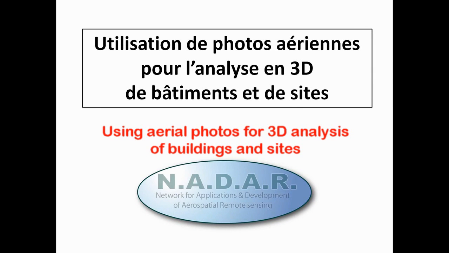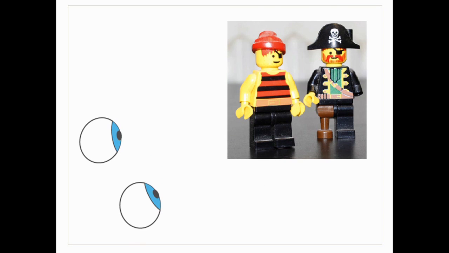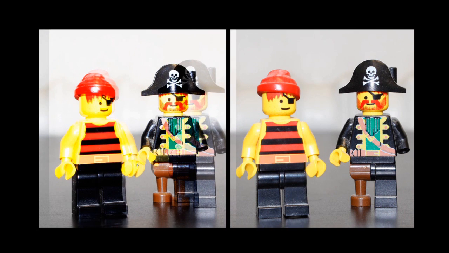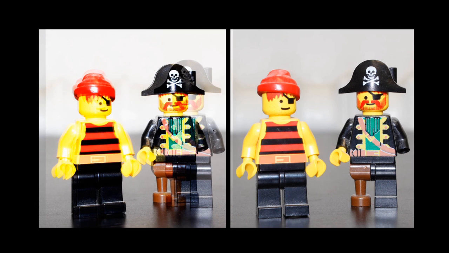Two different approaches can be used to obtain 3D information from photos. Traditional photogrammetry is based on the principle of stereoscopic vision. Images seen by each eye are slightly different. The analysis of this difference, called parallaxes, allows for our perception of 3D space.